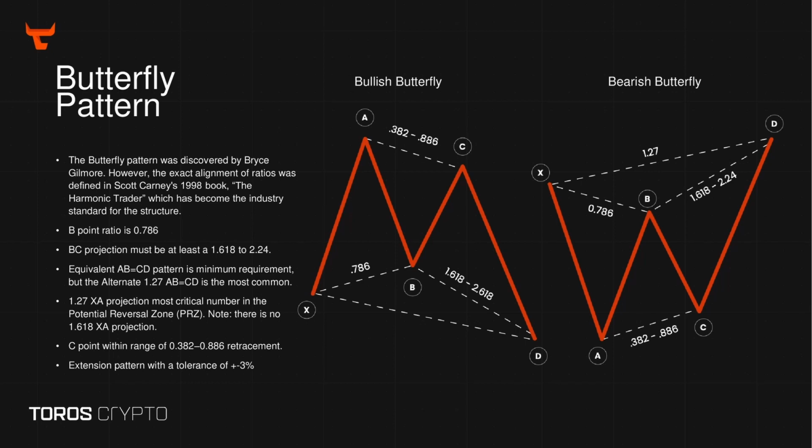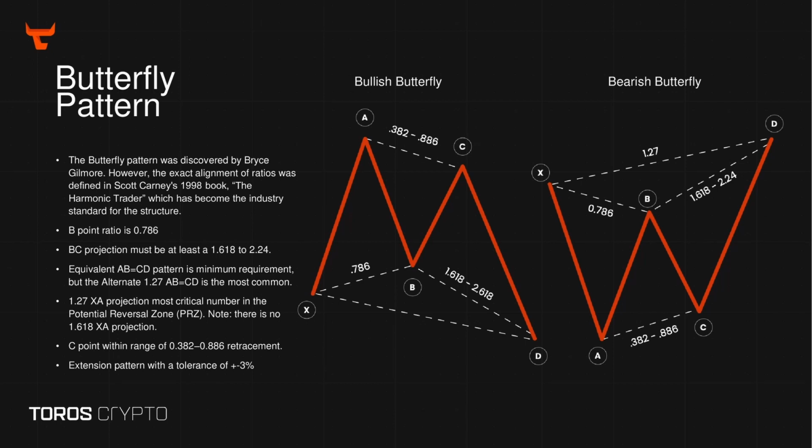Because the D point is greater than the X point at a 1.27 projection, it is considered an extension pattern. So that's the key trade of the butterfly: the 786 B point and the 1.27 XA projection into D.